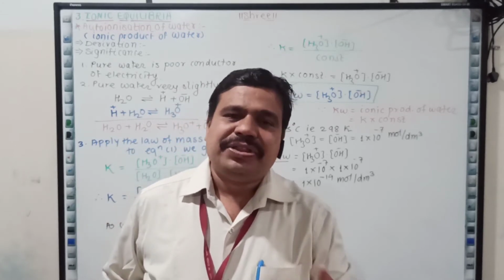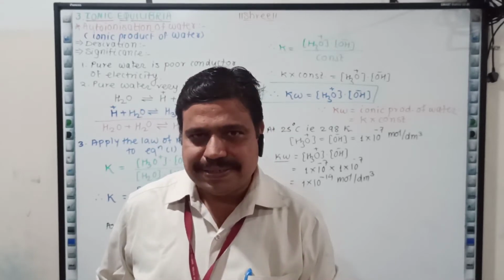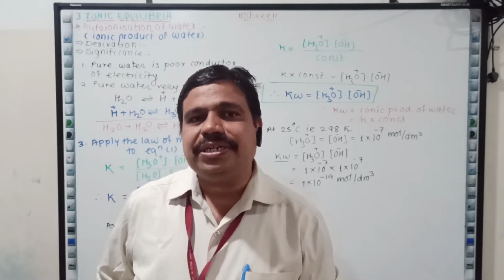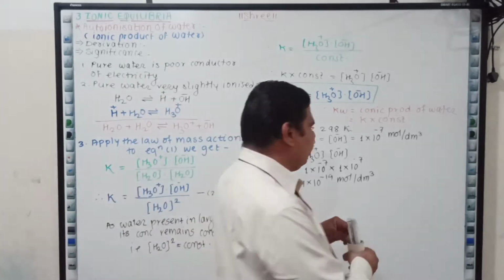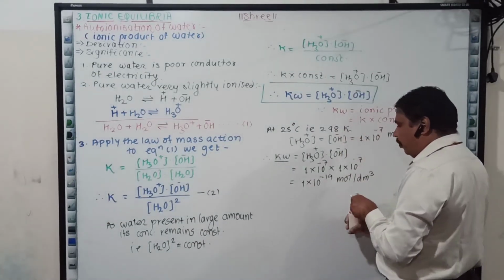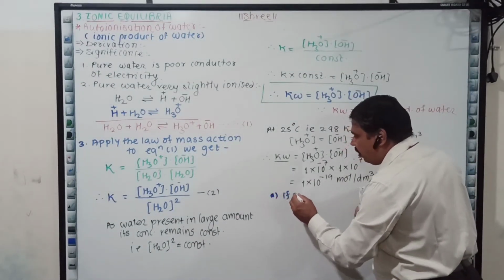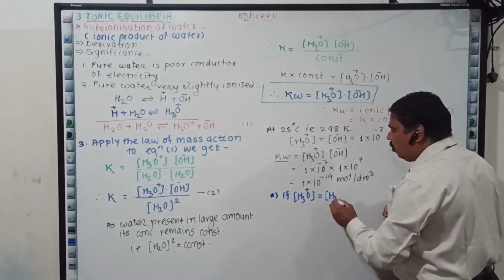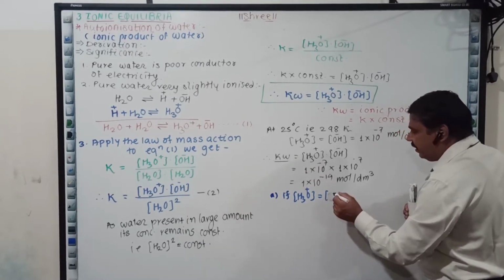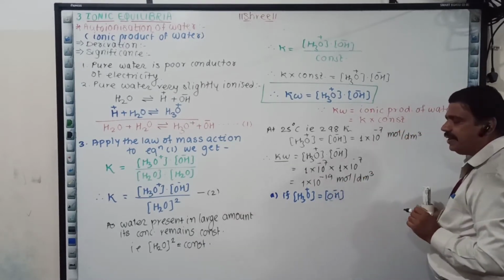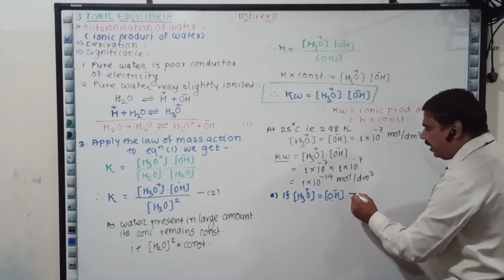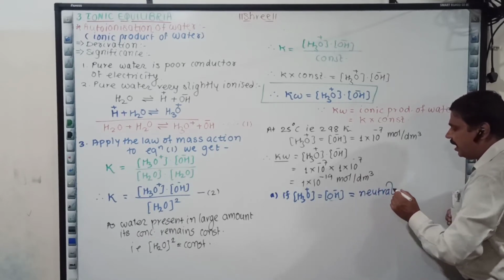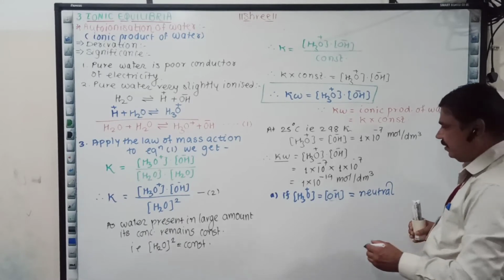Thus, with respect to concentration of H3O plus and concentration of OH minus, how we can find out given solution is acidic, basic or neutral? Now A point, if concentration of H3O plus is equal to concentration of OH minus, then that aqueous solution is neutral, neither acidic nor basic.